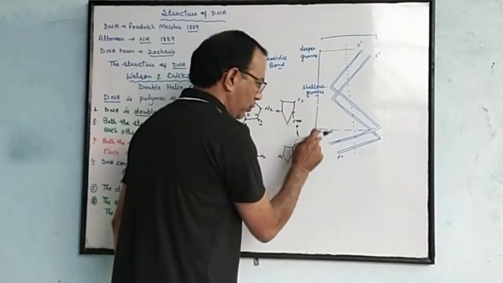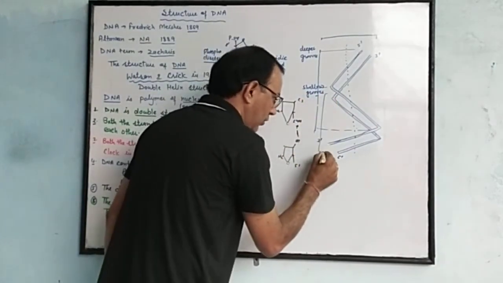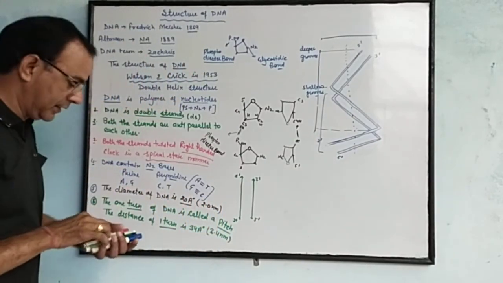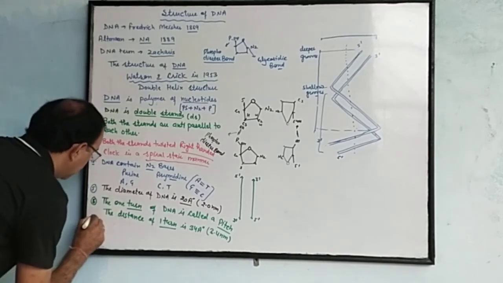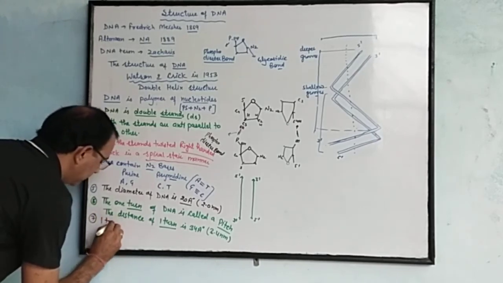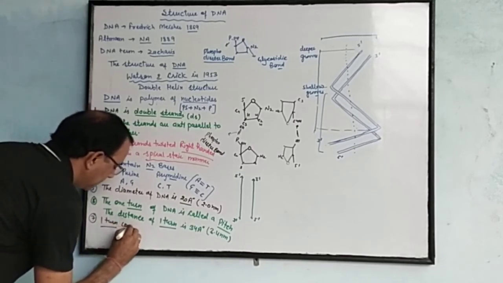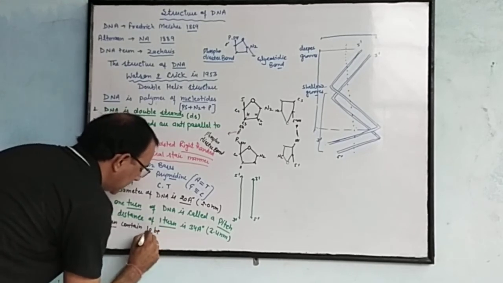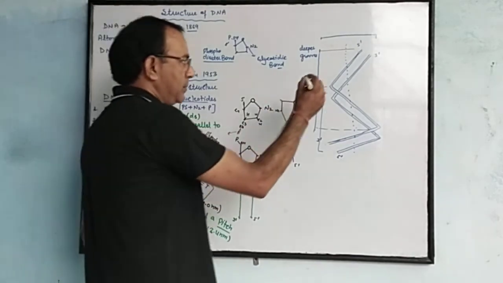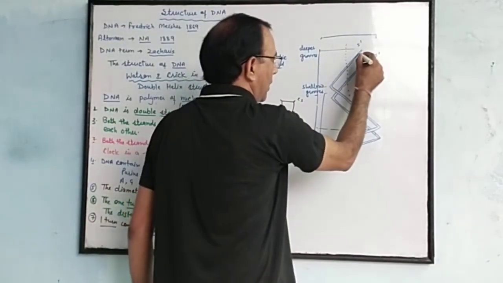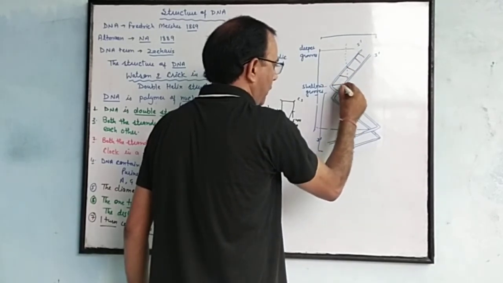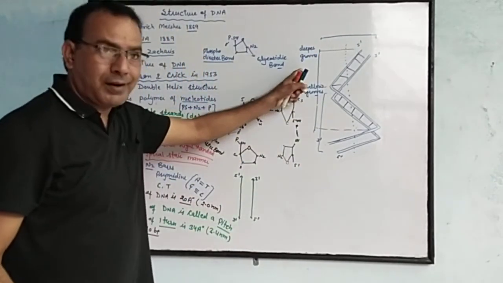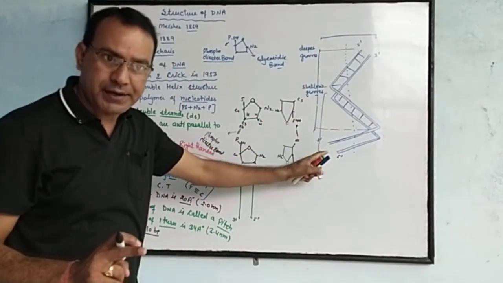You can also say shallow to shallow. We count shallow to shallow. This is one pitch, and this one pitch or one turn contains 10 nucleotides. Next feature: one turn contains 10 nitrogen bases, or you can say 10 base pairs. If we count here: 1, 2, 3, 4, 5, 6, 7, 8, 9, 10. One turn, meaning one pitch, contains 10 base pairs.